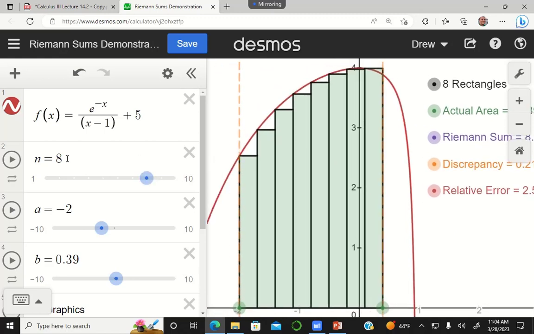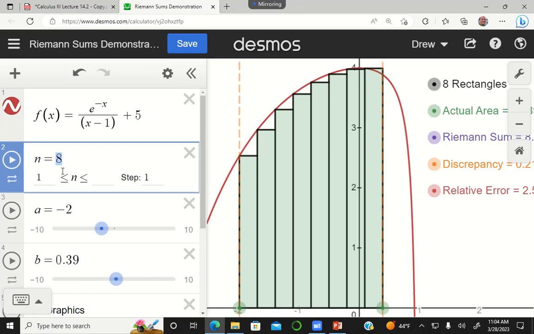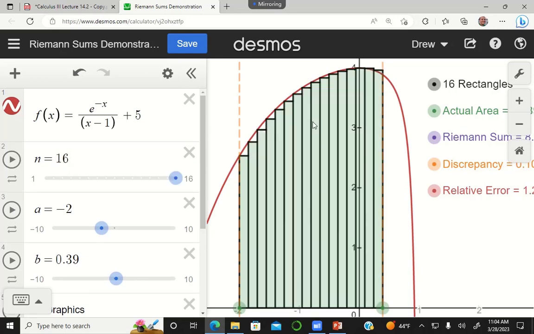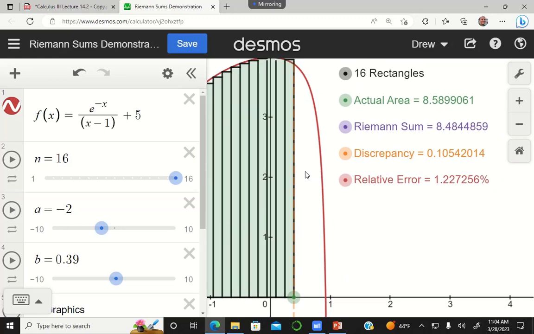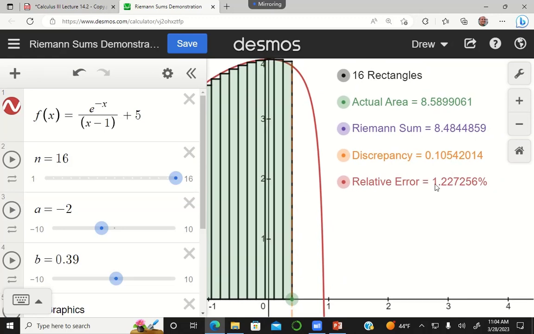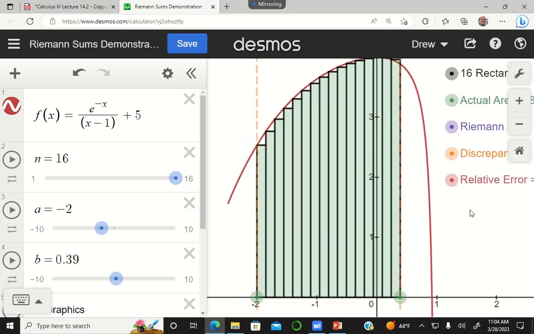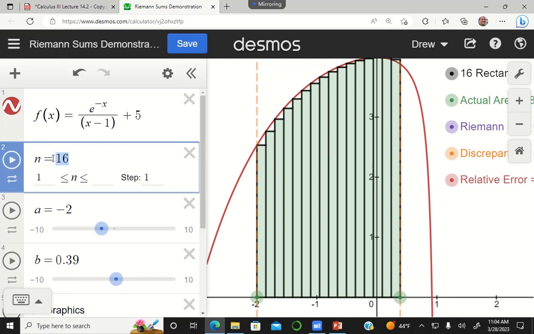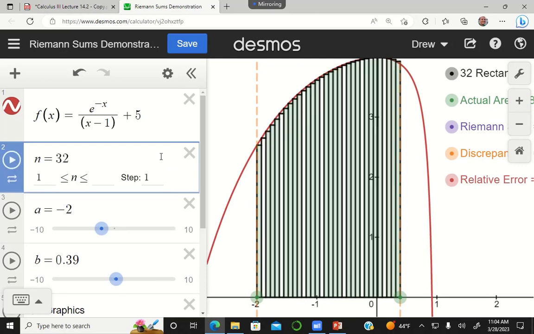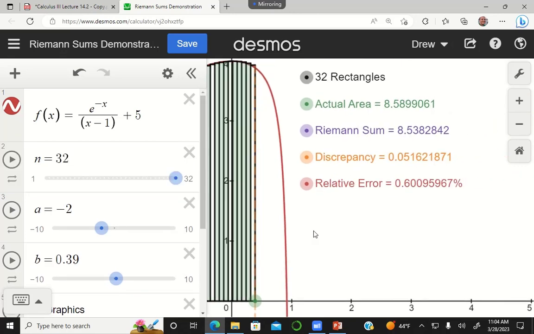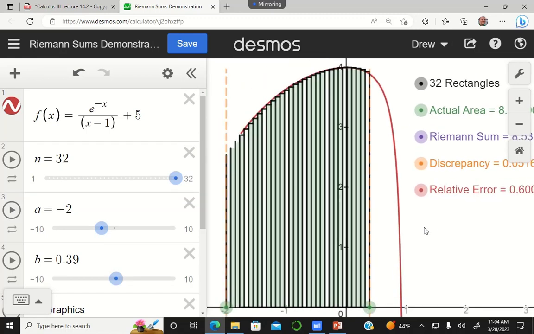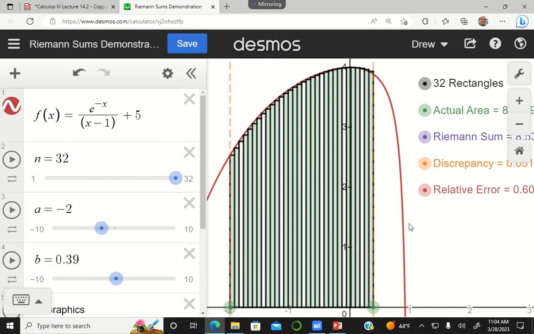But as I allow the number of rectangles to increase, and I choose, let's say, 16 rectangles, then my approximation gets better. Right now I only have a 1.23% error. It's over 1%. And if I do 32 rectangles, then my error goes down to 0.6%. And so the more rectangles we have, the closer that approximation gets. And in the limit, this would be exactly the area under the curve.